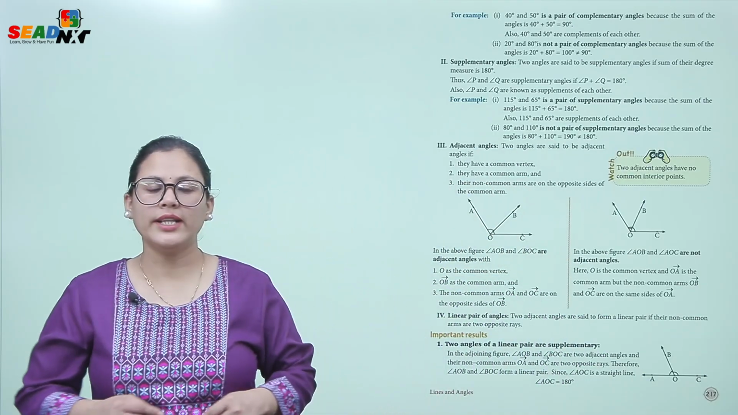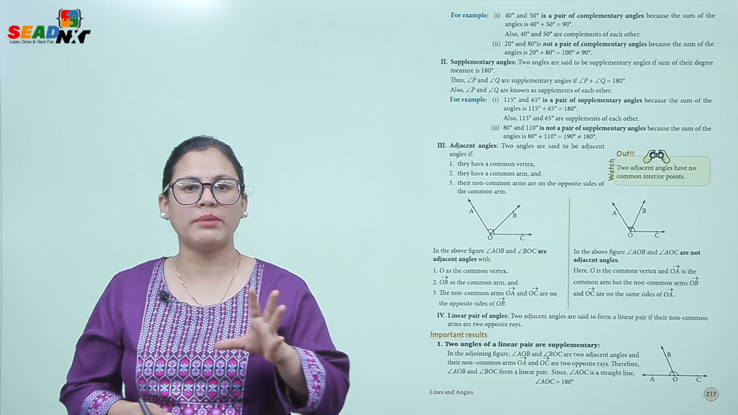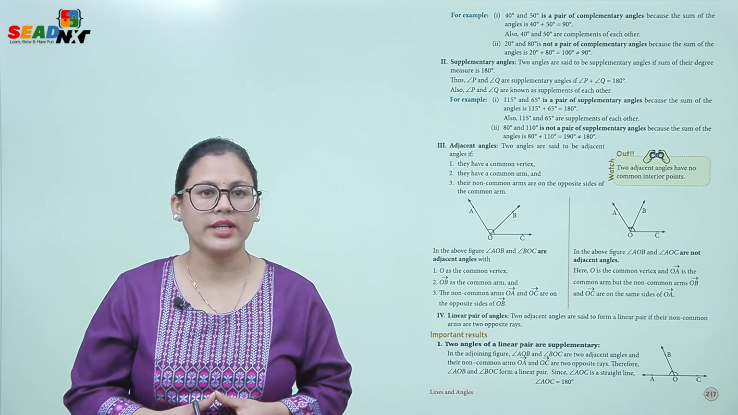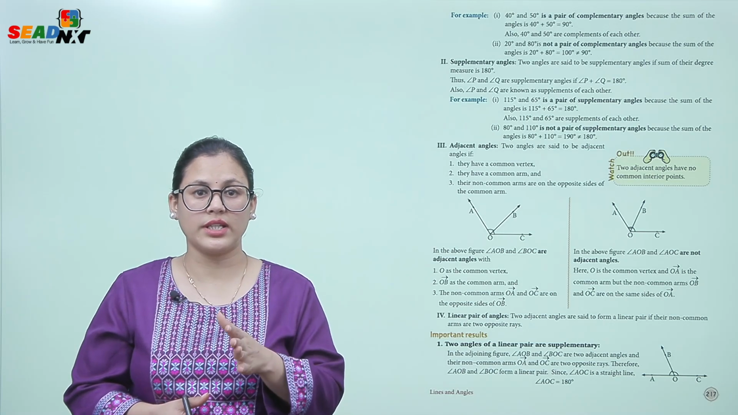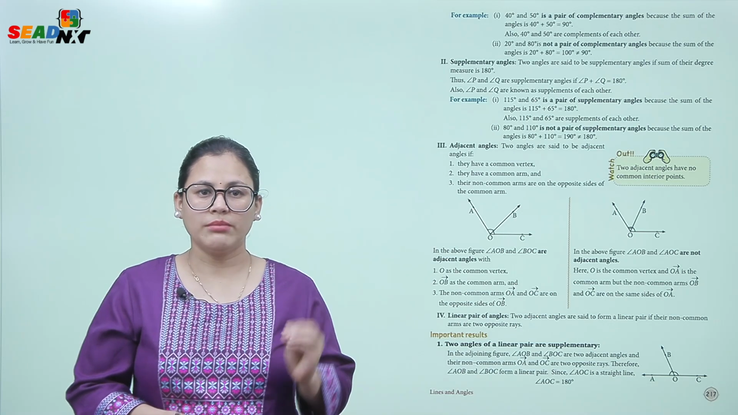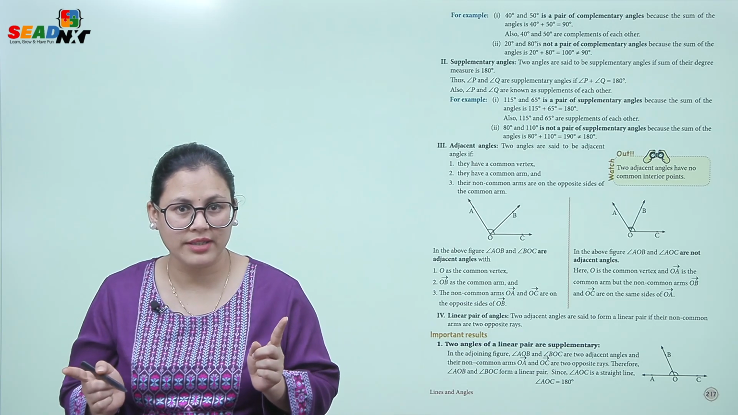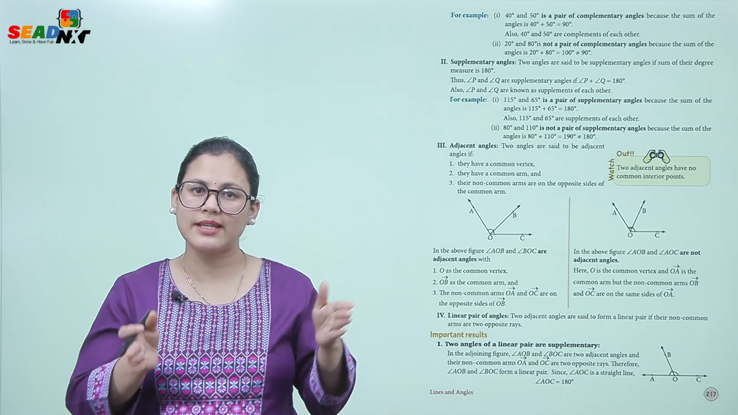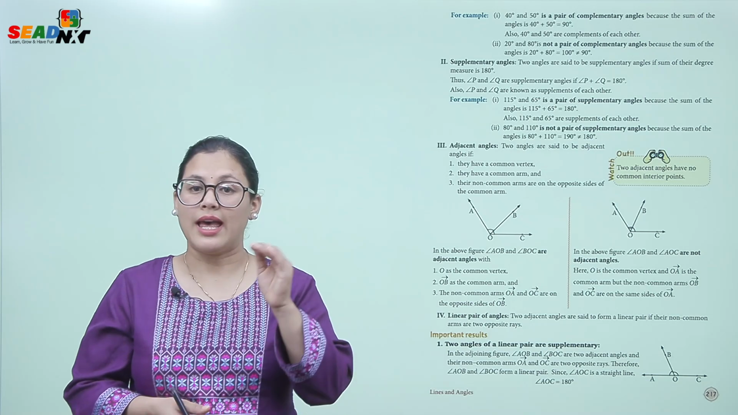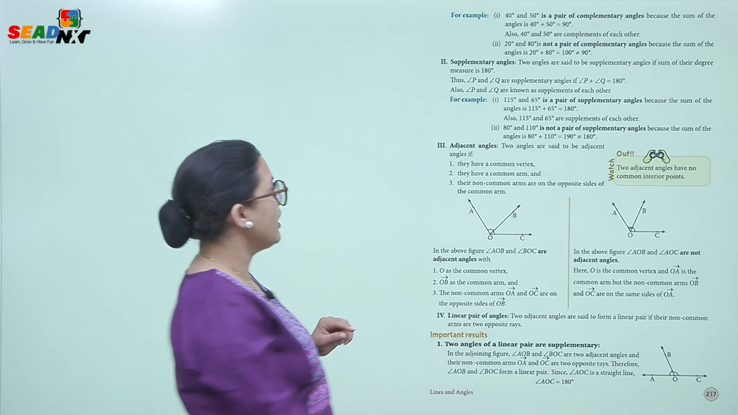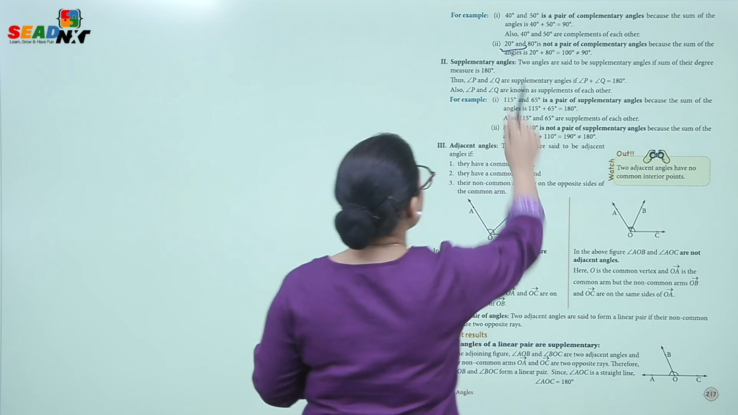For example, 40 degree and 50 degree is a pair of complementary angles because the sum of angles is 40 degree plus 50 degree is equal to 90 degree. Also 40 degree and 50 degree are complements of each other. Number 2, 20 degree and 80 degree is not a pair of complementary angles because 20 plus 80 is 100. Okay, and the sum of the angles is not equal to 90 degree. Therefore, these are not complementary angles.